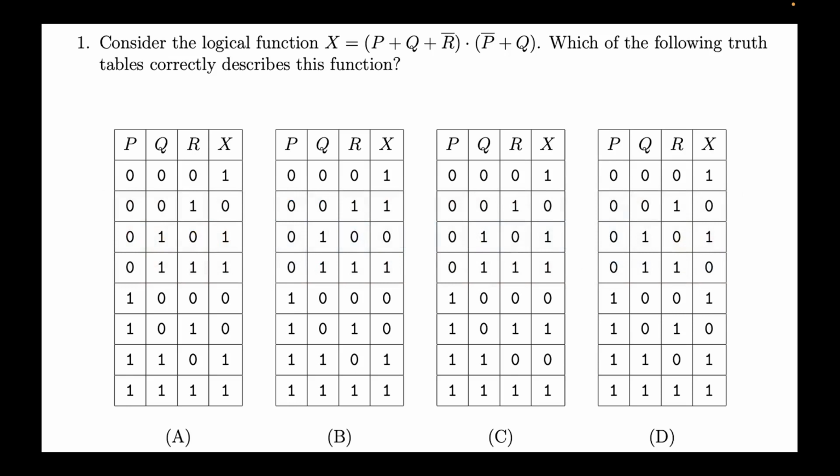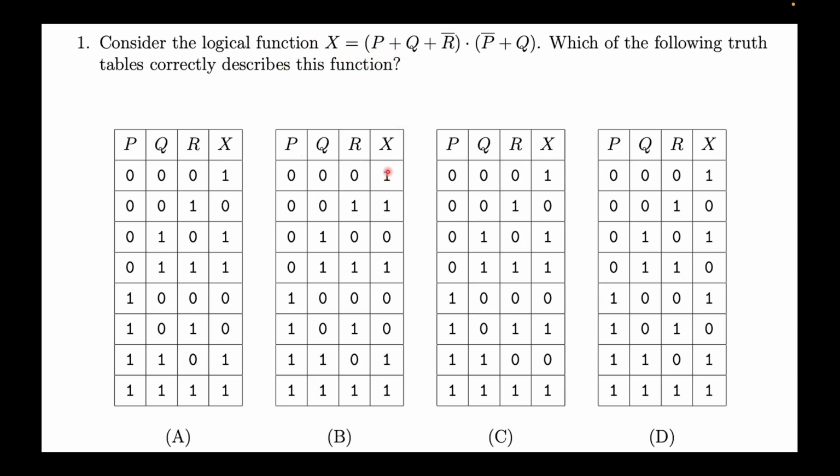Okay, so this problem says, just consider a logical function X equal to (P plus Q plus R bar) dot (P bar plus Q). We'll just see in a bit what this means. Which of the following truth tables correctly describes this function? So we are given this function X, and we are required to find the truth table.